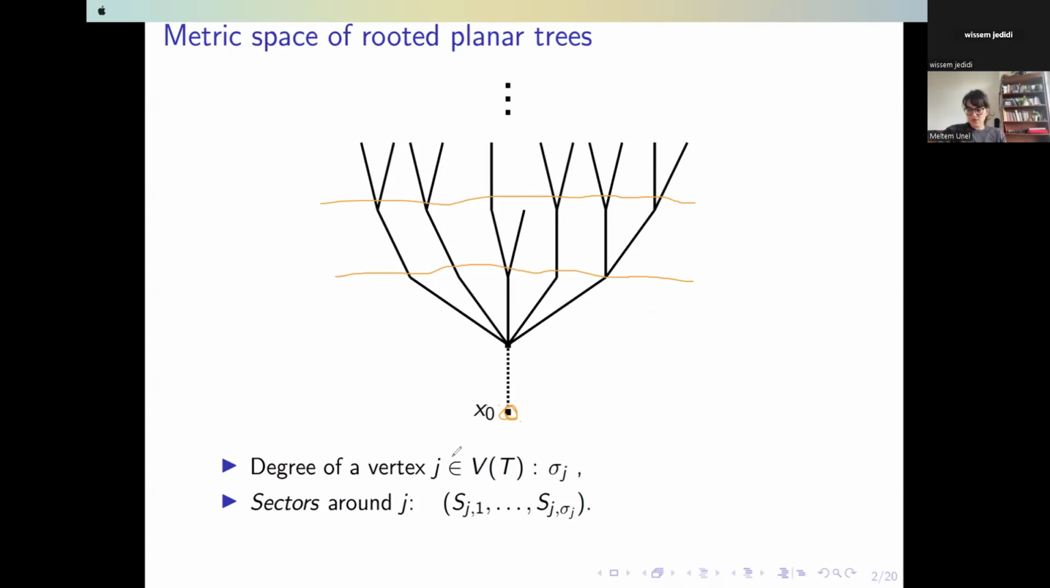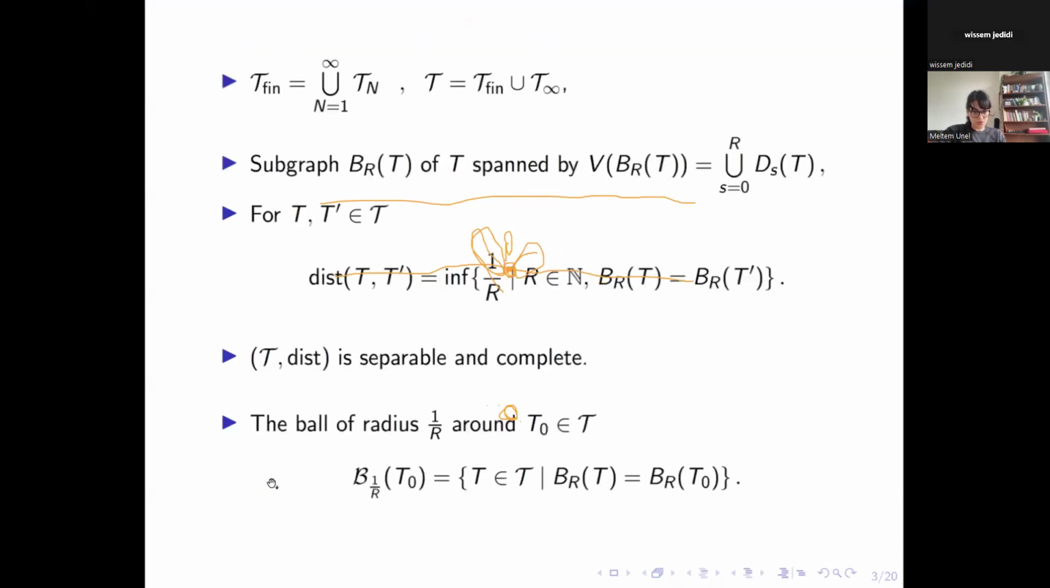The degree of a vertex, the valency of a vertex, we are going to denote by sigma of j. For example, here this vertex has degree 3. And we will name the sectors around the vertex. This vertex has 3 sectors, which means that if you take the disk around this vertex, it's divided into 3 connected components. This part is the first sector, this is the second, and this is the third sector. We do this because we want to be able to graft trees into the sectors around these vertices.